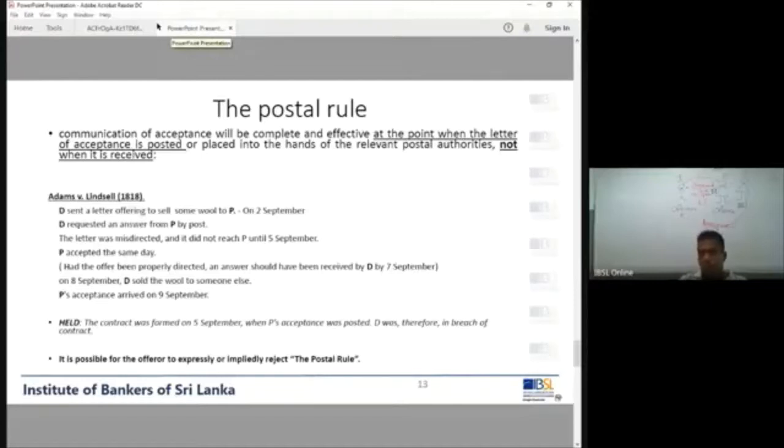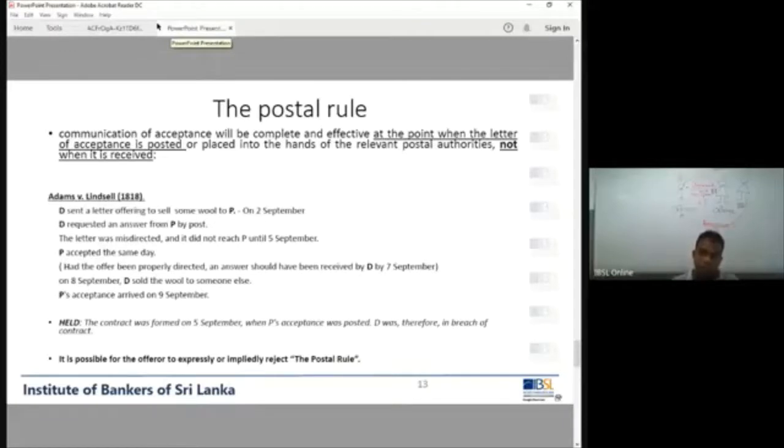Now, we know when we put a letter into the post, sometimes it gets delayed, right? So then the time can lapse during the letter transmit from A to B, offeror to offeree.